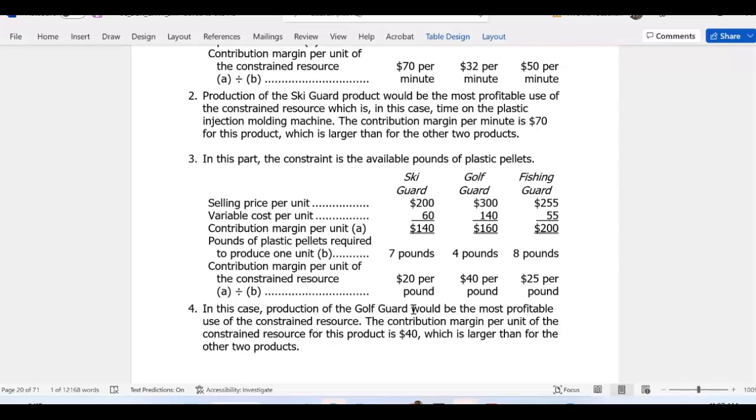So in this case, production of golf guard would be the most profitable use of the constrained resource. The contribution margin per unit of the constrained resource for this product is $40, which is larger than the other two. So we need to produce golf guard in this scenario because it has the highest contribution margin first. And then we move to fishing, and then the last priority will be ski. So it depends on your constrained resource that you might have in your company. You might change the production level from one product to the next based on the situation.